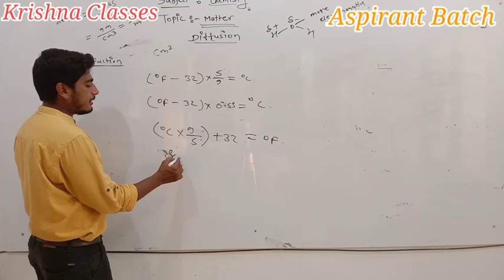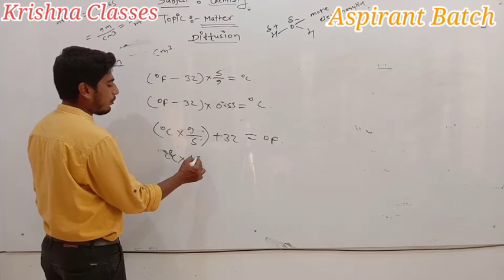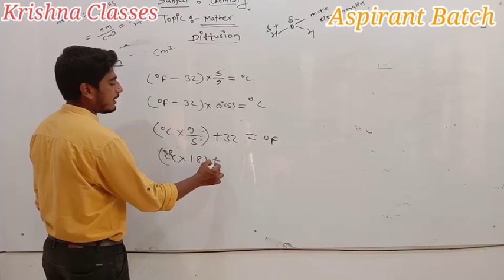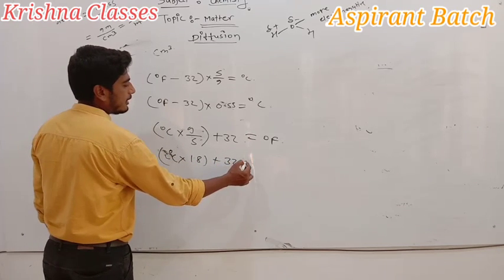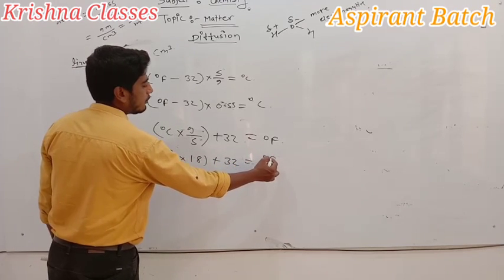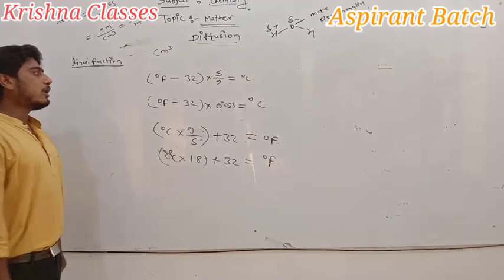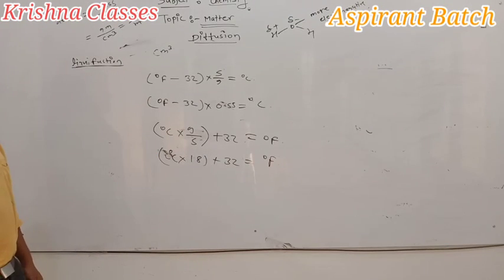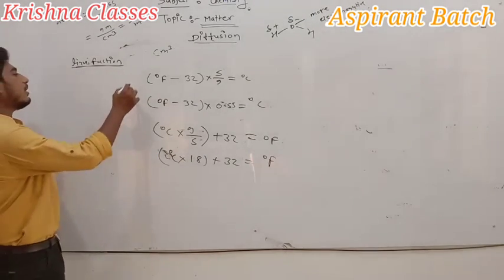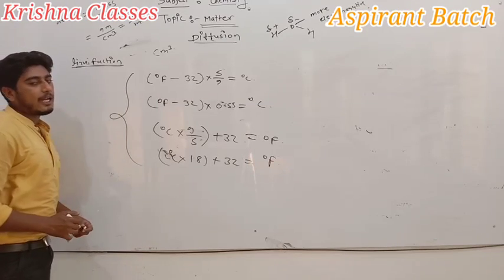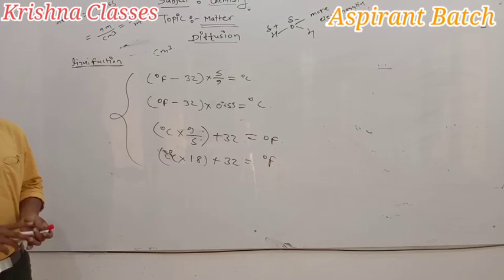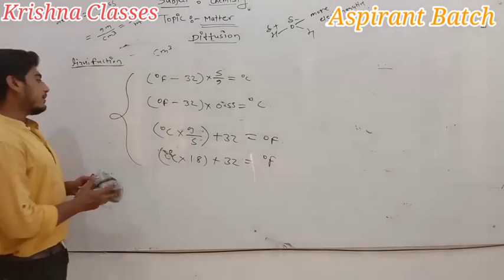That is the degree Celsius. It is multiplied by 1.8 directly, then we add 32, and it is directly converted into the Fahrenheit unit. These are the different conversion methods from Fahrenheit to degree Celsius and degree Celsius into Fahrenheit.